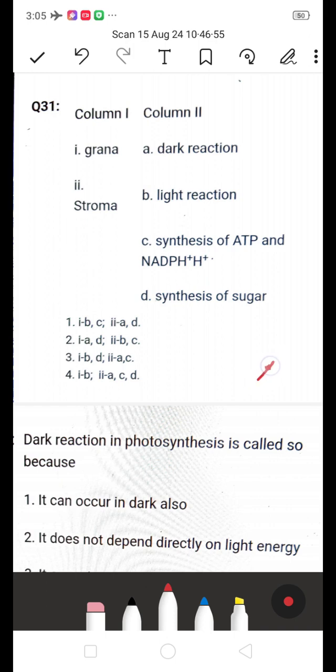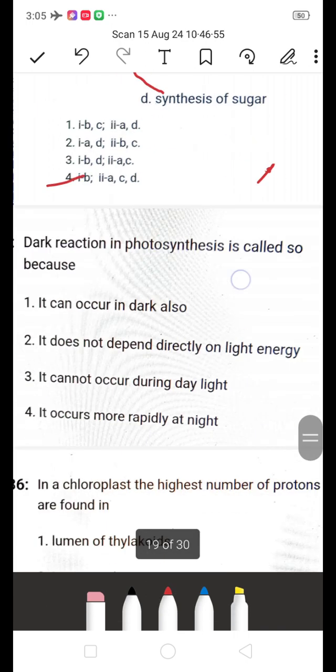A grana, it takes place in the light reaction, so it's 1B. And stroma, it takes place in the dark reaction. And in the stroma, the synthesis of ATP and NADPH and the synthesis of sugar. So it's 1B, 2A, C, D. So the fourth option is the right answer for this bit.